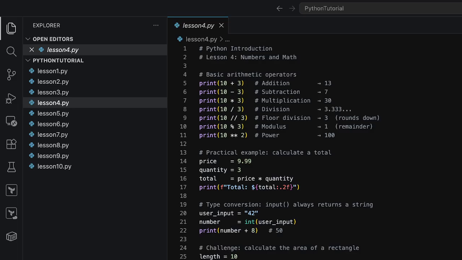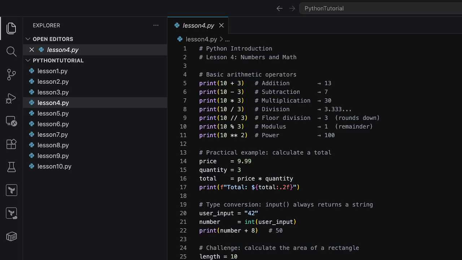The first section shows the basic arithmetic operators. Plus for addition. Minus for subtraction. Asterisk for multiplication. Slash for division. These work exactly like you would expect. But there are three more that are really worth knowing.